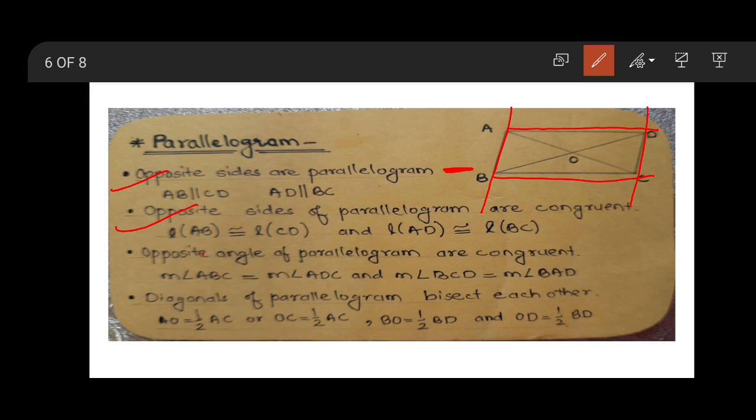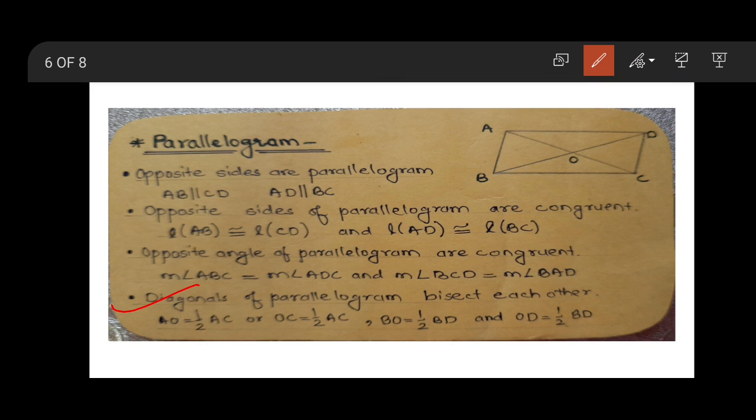The next: opposite sides of a parallelogram are congruent. Again, you can say AD is congruent to BC, AB is congruent to CD. Opposite angles of a parallelogram are congruent. So opposite sides are congruent, opposite angles are congruent. Angle B is congruent to angle D, angle A is congruent to angle C.